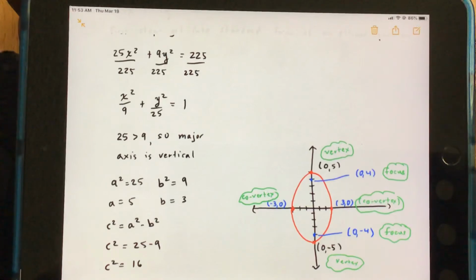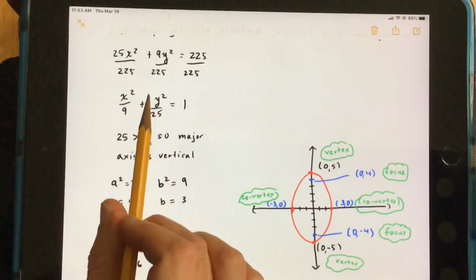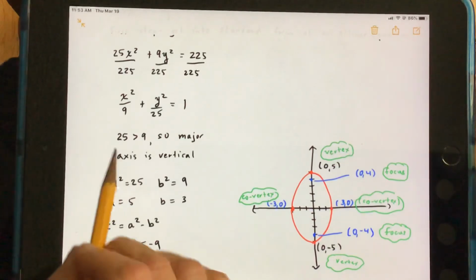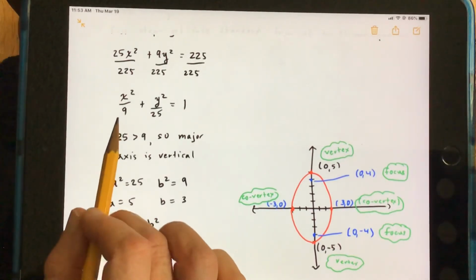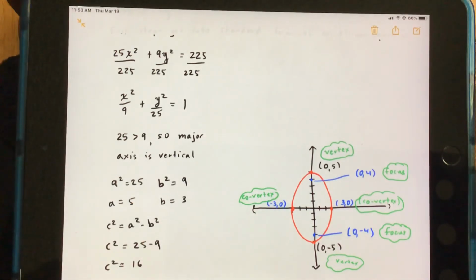Now we proceed just like we did on guided practice 1 and 2. This one will be more similar to guided practice 2 since we have a vertical major axis. And we know that this is a vertical major axis because 25, the bigger of these two numbers, is underneath the y squared. And remember, the y-axis is the vertical axis. So the 9 then corresponds to your x-axis. This is going to be the minor or the shorter axis.